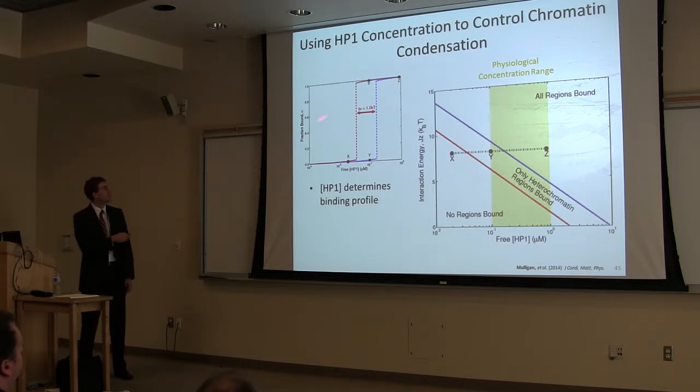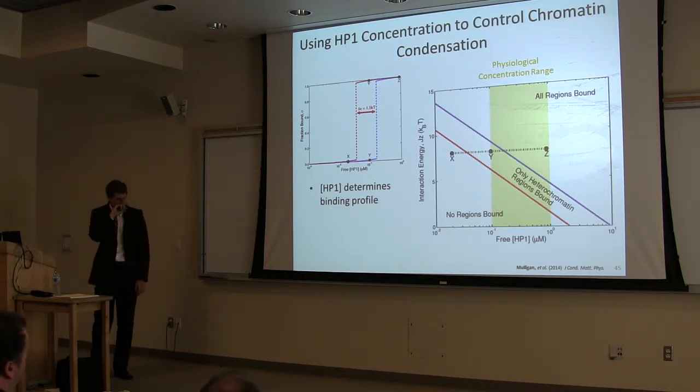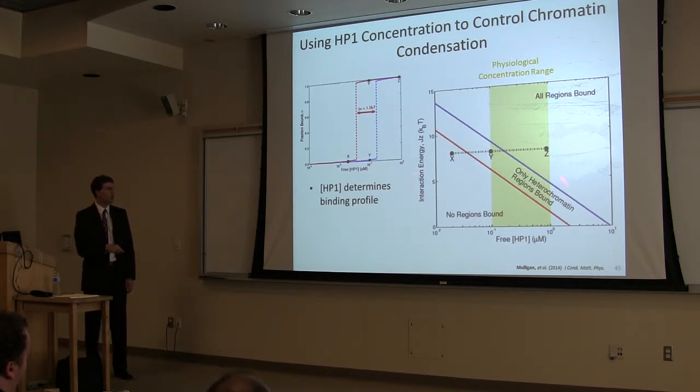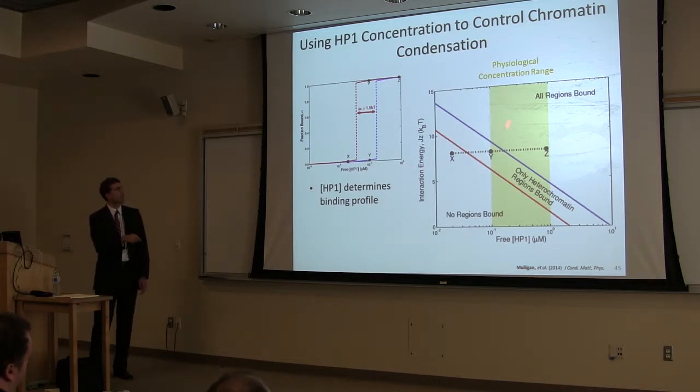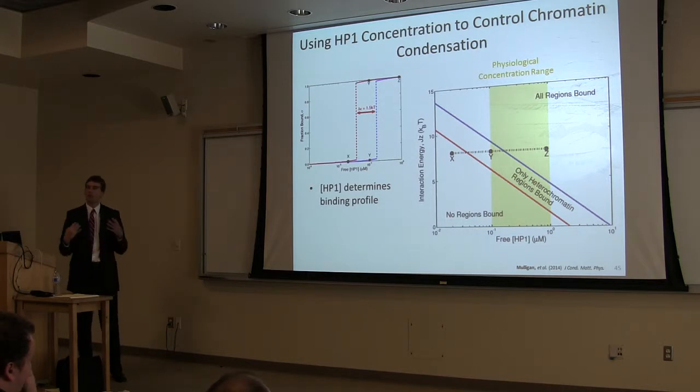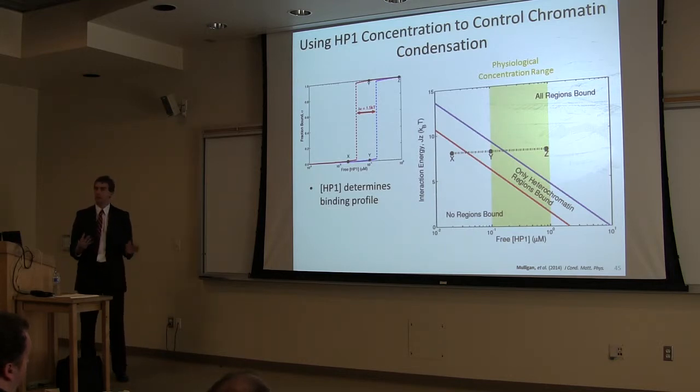So this picture here is really just parceling out the phase space. And we can look at that. There's going to be a section where we have no regions bound. There's going to be this narrow window here where only the heterochromatin regions are bound. And here you can see the points x, y, z from before for a given value of Jz. And then there's going to be a region where all fibers will be bound. And here in yellow is just to show you where the physiological concentration range of HP1 has been measured.